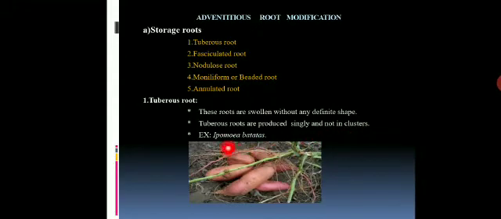For example, Ipomoea batatas, in English the common name is sweet potato, Chakravalli kalangu. That is a good example for the tuberous root.